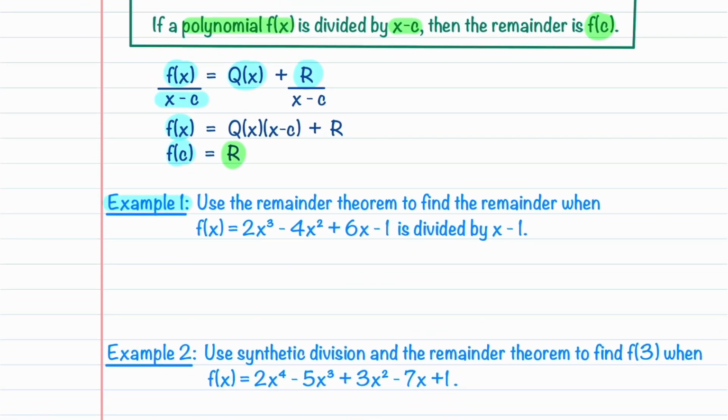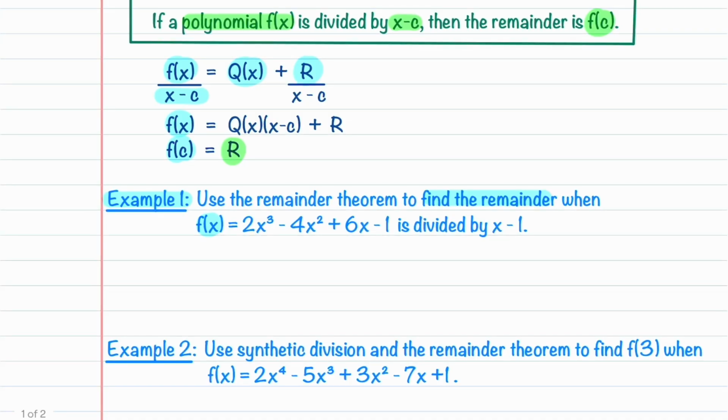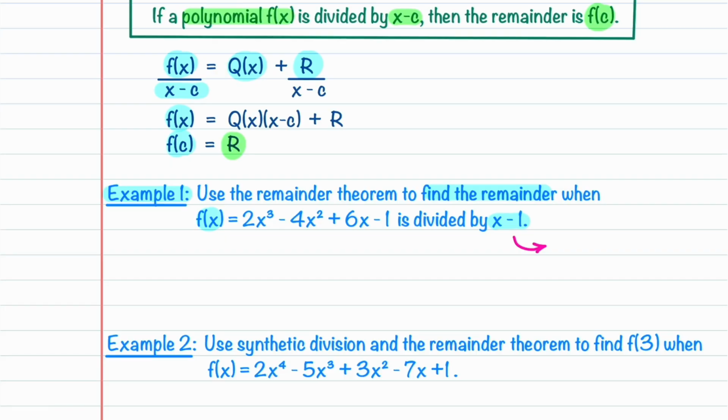In our first example, we are going to use the remainder theorem to find the remainder when we're given that f of x is divided by x minus 1. This just means that x minus 1 is equal to x minus c, which means that c is equal to 1. We can use the remainder theorem to find the remainder. The theorem tells us that our remainder r is equal to f at 1, because c is 1.